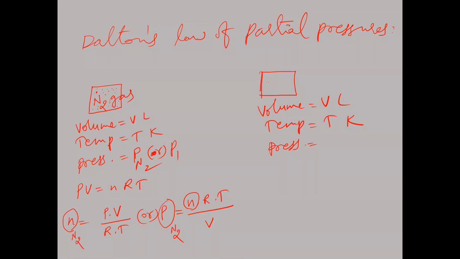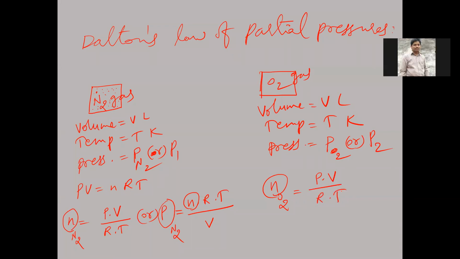Suppose I'm taking O2 gas here. For this O2 gas, volume is V liters. Temperature is T Kelvin. And pressure is what here? P O2, pressure of O2 gas. Otherwise, second gas, P2 I'm taking here. Now from the ideal gas equation, what is the number of moles of oxygen? The formula is PV upon RT.